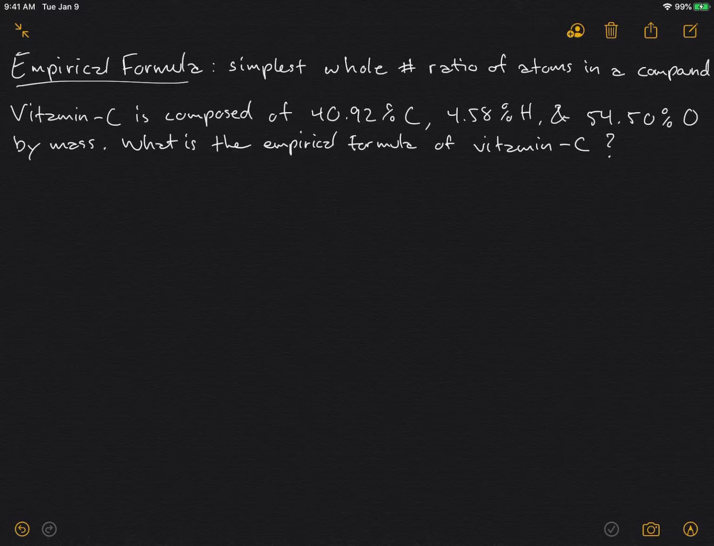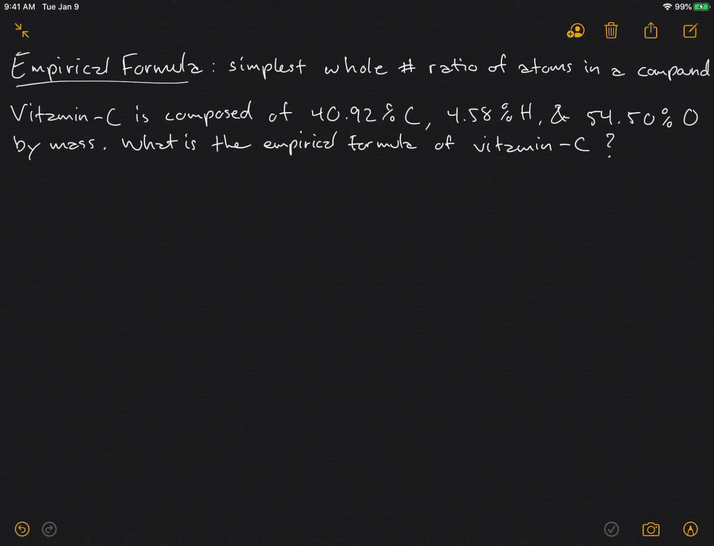Vitamin C has the mass composition 40.92% carbon, 4.5% hydrogen, and 54.5% oxygen. And it's important that we specify that it's by mass, or that this is the mass composition, because we're going to use grams to convert to moles. We want to know what the empirical formula of vitamin C is based on this percent mass composition data.